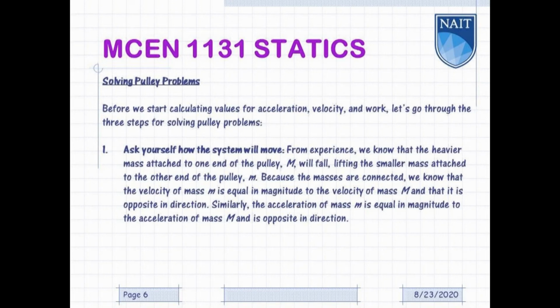Solving pulley problems. Before we start calculating values for acceleration, velocity, and work, let's go through the 3 steps for solving pulley problems. Start by asking yourself how the system will move. From experience, we know that the heavier mass attached to one end of the pulley, big M, will fall, lifting the smaller mass attached to the other end of the pulley, little m. Because the masses are connected, we know that the velocity of mass little m is equal in magnitude to the velocity of mass big M, and that it is opposite in direction. Similarly, the acceleration of mass little m is equal in magnitude to the acceleration of mass big M, and is opposite in direction.